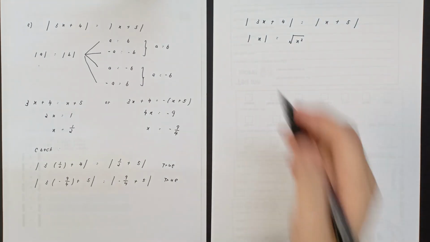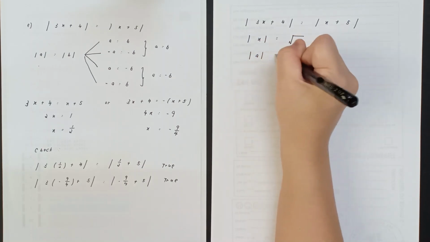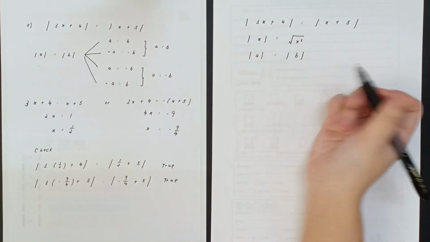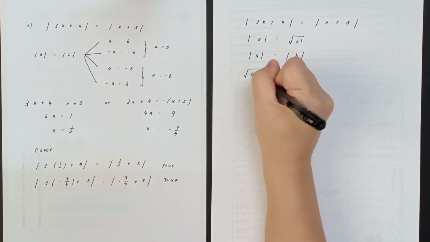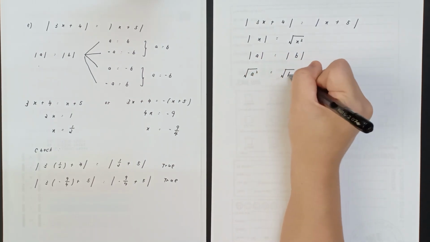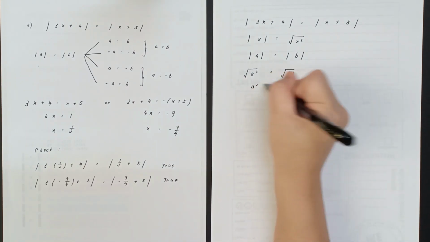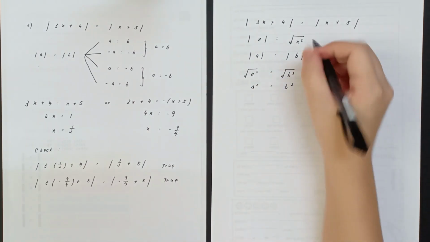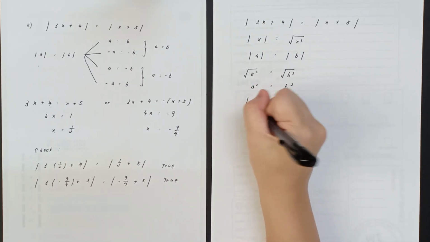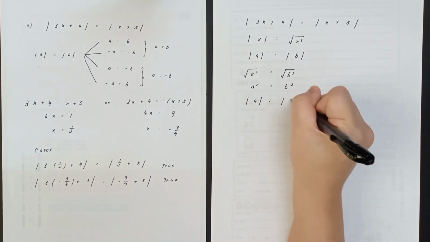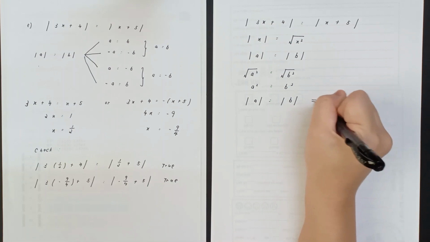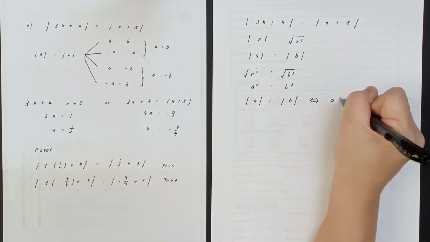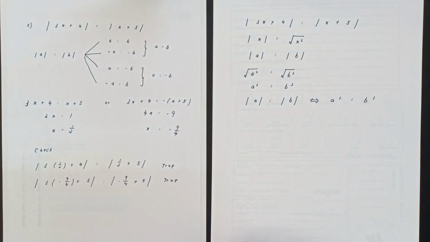Meaning that if I have modulus A equals modulus B, what can I do? I can actually square both sides: A squared equals B squared. So you remember that for any equation where you have modulus on both sides, you can always do squaring. But you must make sure that both sides are modulus, meaning both sides are positive numbers, then you only can use this method.